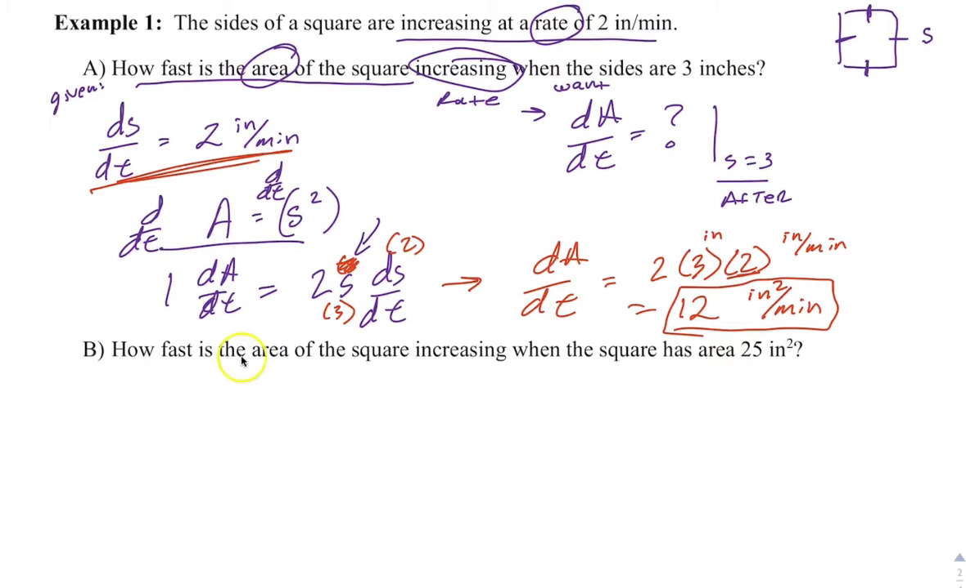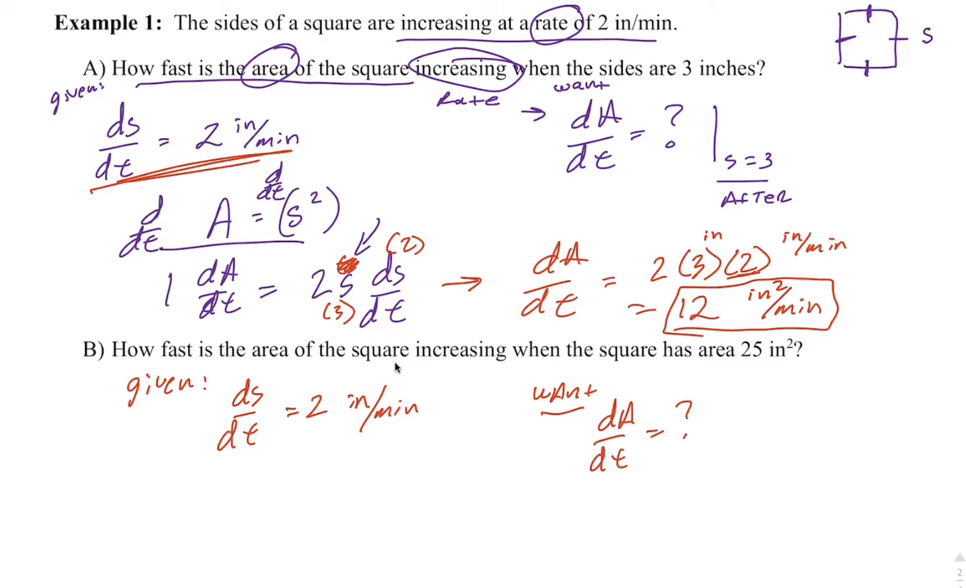Same idea. How fast is the area of the square increasing when the square has an area of 25? Same given: ds/dt equals 2 inches per minute. My want is the same, actually. I want how fast the area of the square is increasing, dA/dt. But the other given is different. I want when the square has an area of 25, so area equals 25.